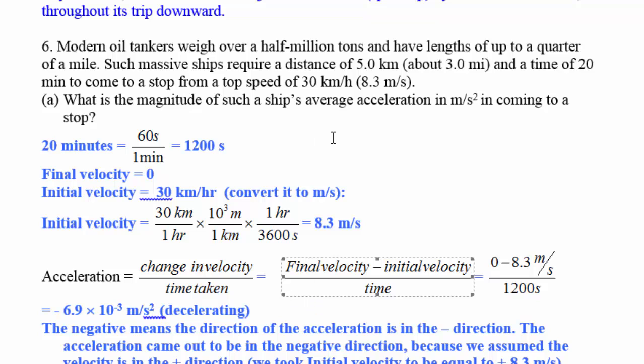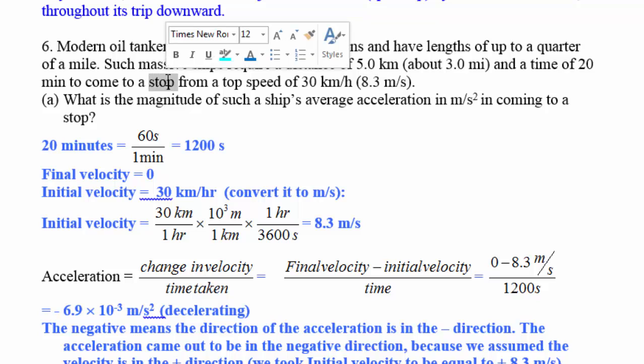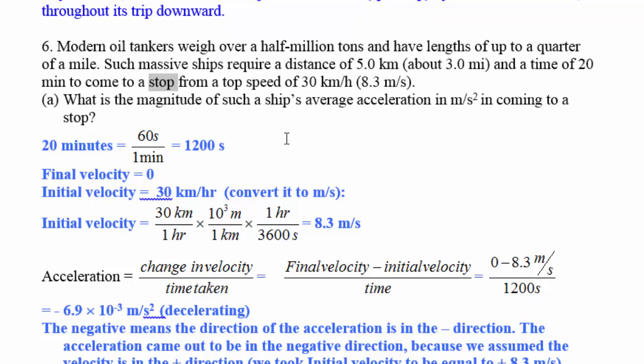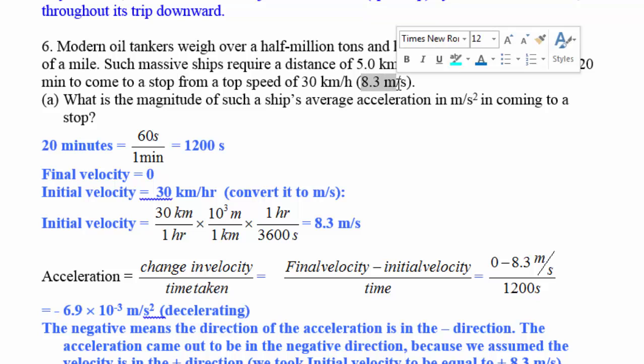Now, the final velocity will be what? If you read the question carefully, you see that the oil tanker will come to a stop from an initial speed of what? Of 8.3 meters per second. So the 8.3 meters per second is what? Is it the initial or the final velocity? The final velocity will be 0 because it came to a stop. The final status of that oil tanker is 0. It came to a stop. So the final velocity has to be 0. And the initial velocity is the 8.3 meters per second.